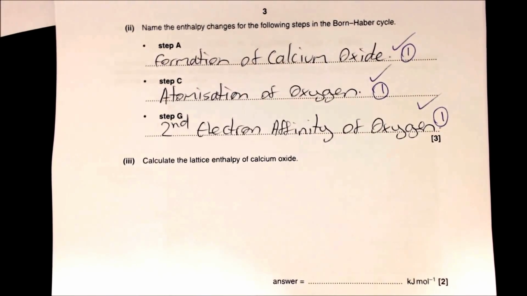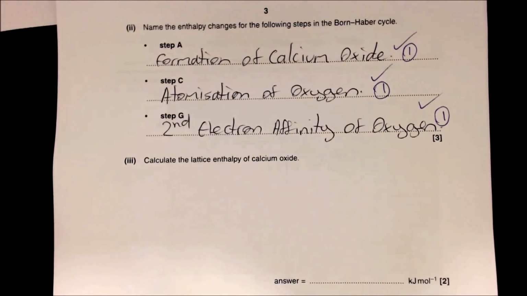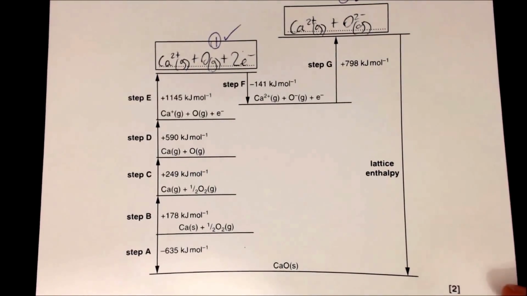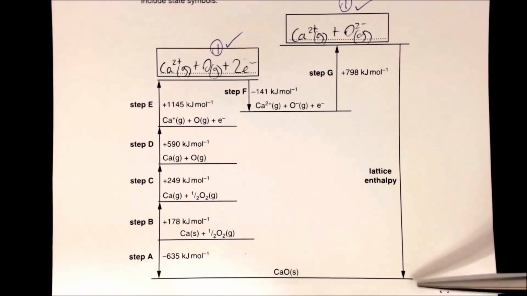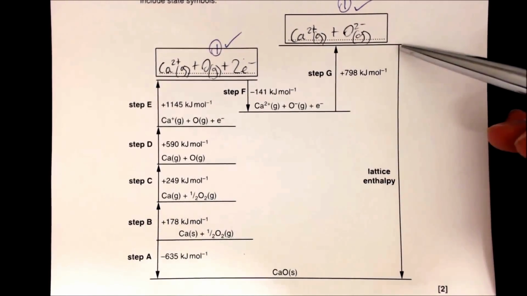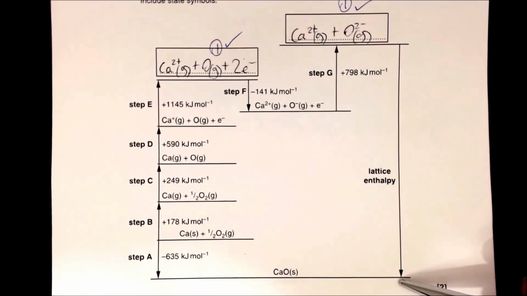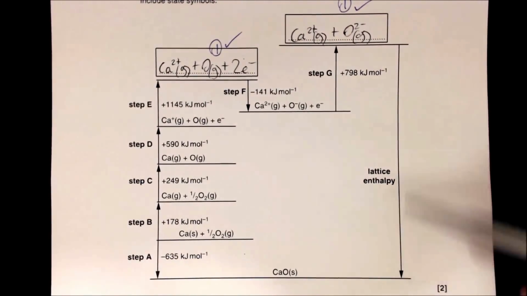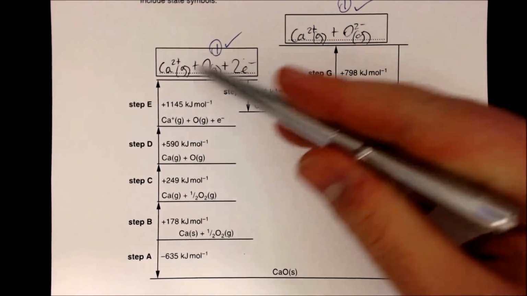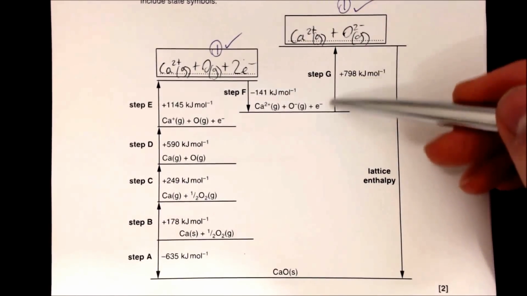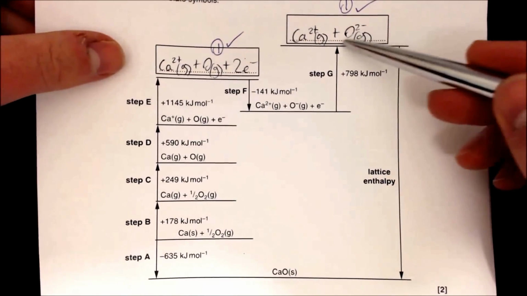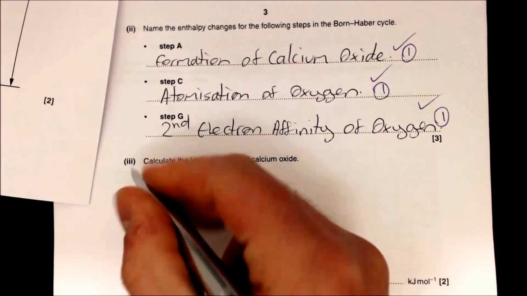When you're calculating the lattice enthalpy, it's a good idea to use the cycle because that will help you. So the lattice enthalpy, if I bring the cycle back in here, the lattice enthalpy of calcium oxide is this step here. So we're going from here to here. That's the way we need to work out. All we do is start from this point and work our way backwards to get to the same step here. So effectively we do minus 798. Because we're going against the arrow, we're going to change the sign. So it's minus 798.